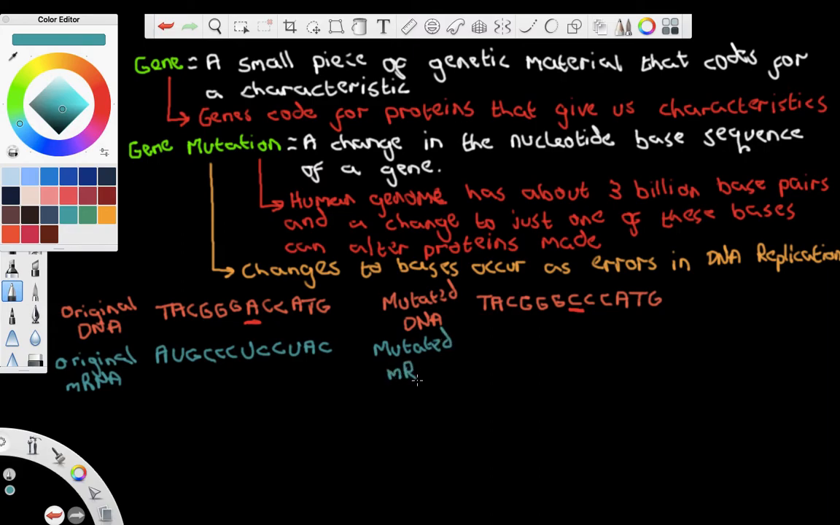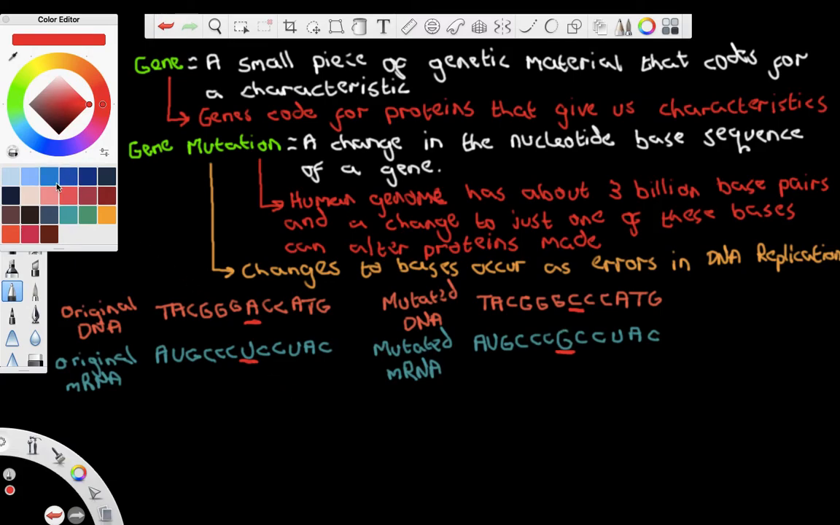We would still have AUG. I've picked that codon for a specific reason. We would still have CCC. However, now, instead of a U, we would have a G. Okay? And then we can go CC, U, A, C. Okay? We've still got our mutation. Instead of having a uracil in our mRNA, we're now going to have a guanine.